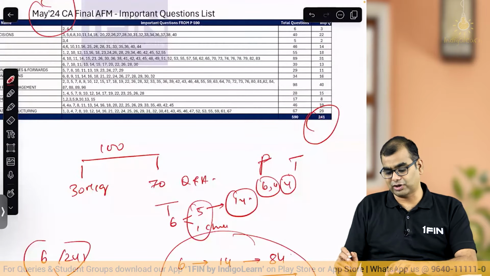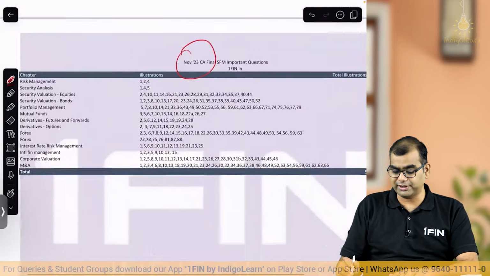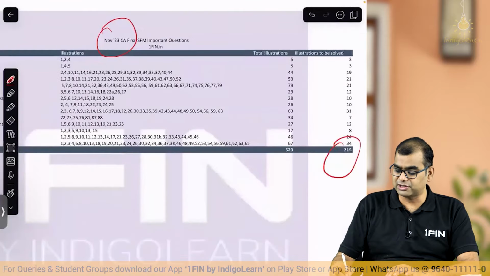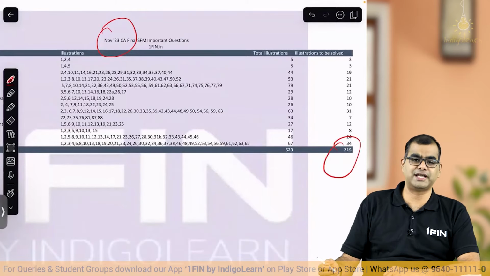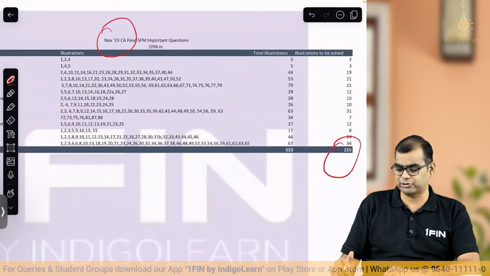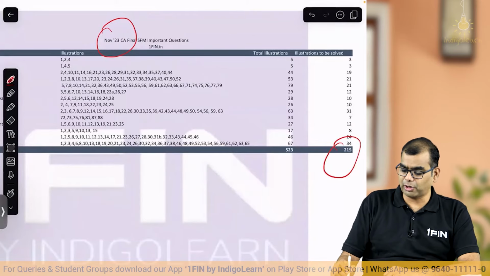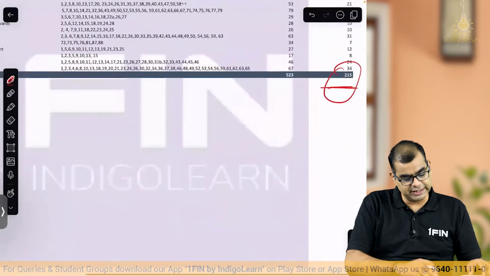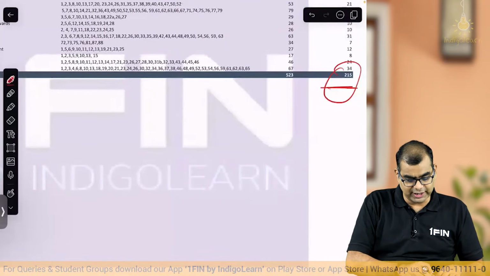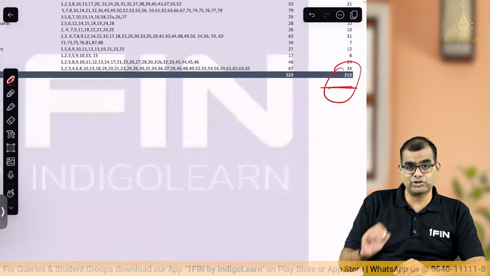Now, this is May 24. Let us move to November 23. What happened in November 23? In November 23 also I had given a list of 215 questions. Why is there an increase in May 24? Because we had a new chapter called Advanced Capital Budgeting Decisions. And there were some new concepts that were introduced in the CA Final derivatives chapter, and a bunch of other chapters. There were small new concepts that were introduced. So, which is why from November 23, 215, it went up to 241. Out of this 215, if you look at November 23, what actually happened? In November 23, you did not have MCQs.